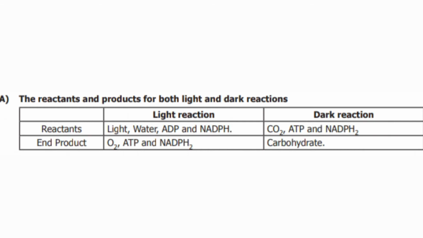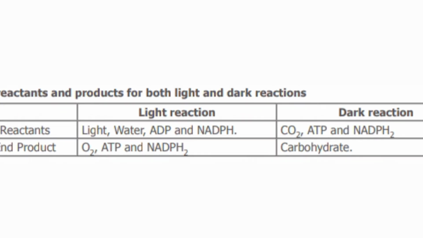Light reaction, dark reaction. Reactants for light reactions are light, water, ADP and NADP. Dark reaction, reactants are CO2, ATP and NADPH2. End product, light reaction, the end products are O2, ATP and NADPH2. Dark reaction, the end product is carbohydrate.